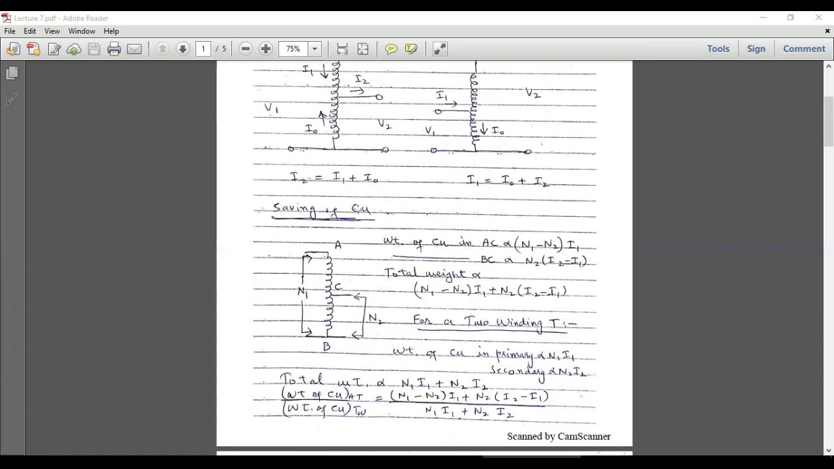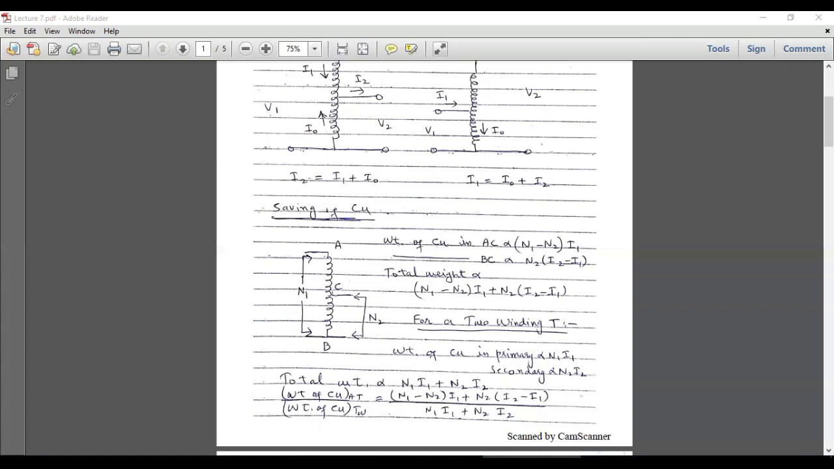So in order to calculate the saving of copper in auto transformer, we have to do this brief mathematics. So weight of copper in any winding is actually proportional to the number of turns times the current. So N I is actually the quantity on which the weight of copper depends. So weight of copper in this branch AC is actually proportional to N1 minus N2 times I1, because the primary current is I1, and in this branch A to C, the number of turns are equal to N1 minus N2. So total number of primary turns are N1, number of secondary turns are N2.